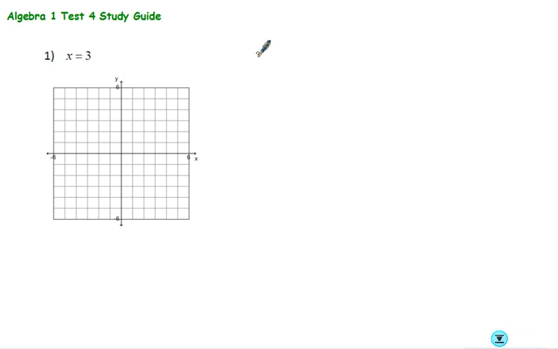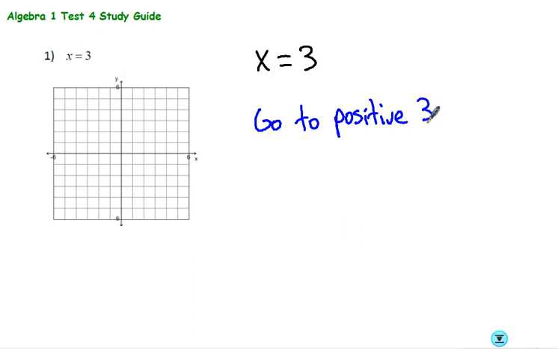When it says x equals 3, all that is telling you to do is which axis to go to, either the x or the y, and what number to go to on that axis. So what this is saying is go to positive 3 on the x-axis. Okay, well, that's easy enough, right? So let's just go to positive 3 on the x-axis. Here's the x-axis right here, there's our x.